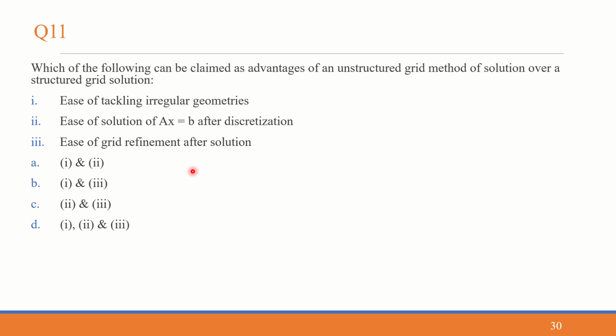So first one is true, second one is false, and third one is true. So the answer is option B, that is 1 and 3 is the right answer. So option B, 1 and 3 is the right answer. So that is for question 11.